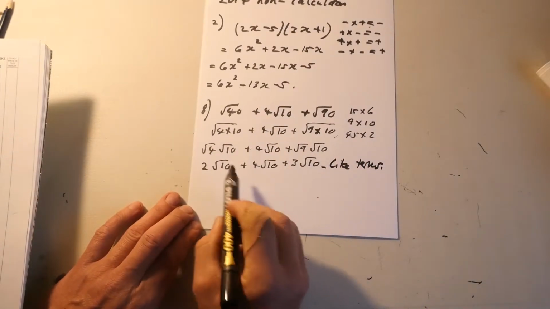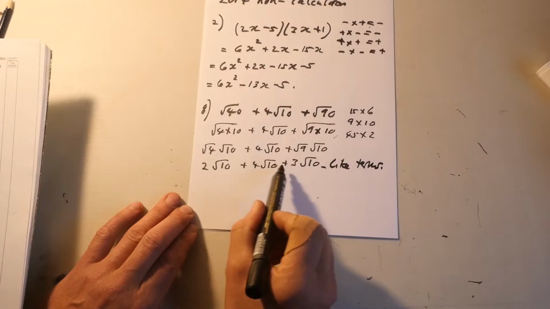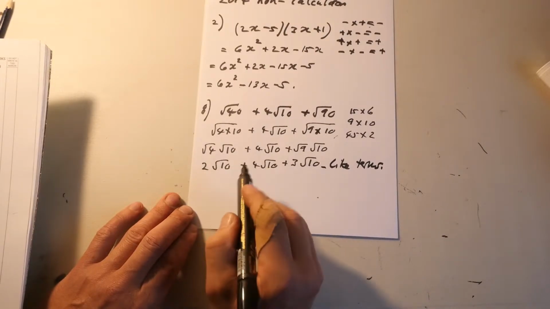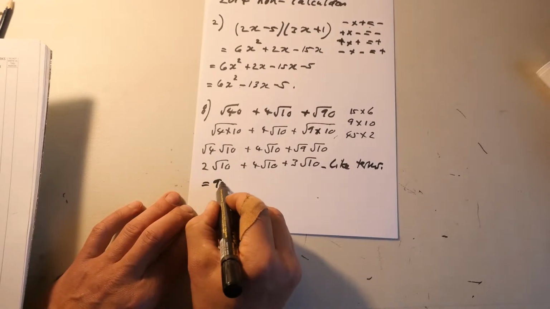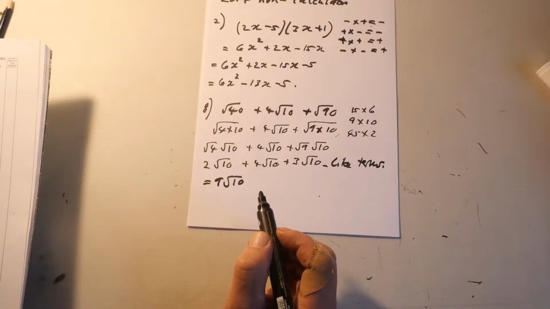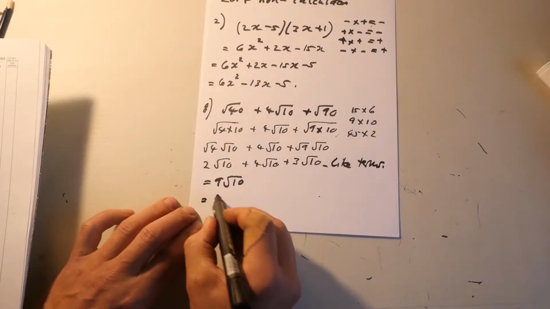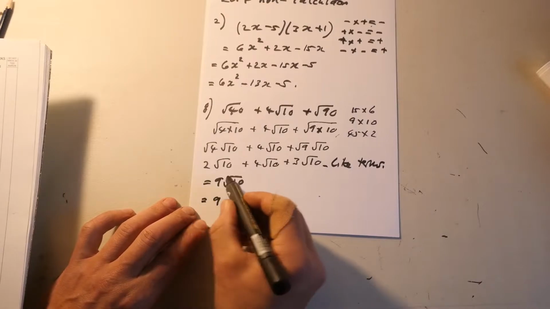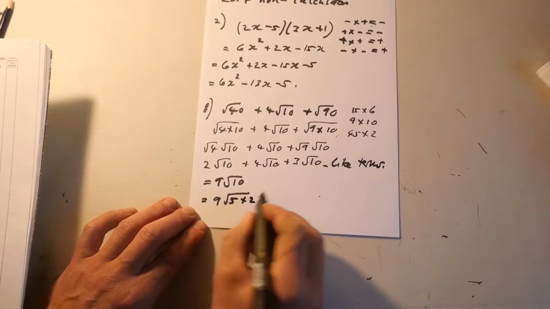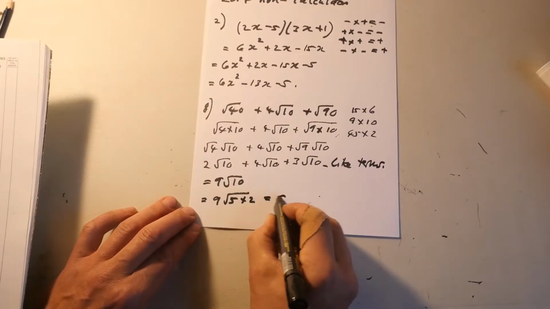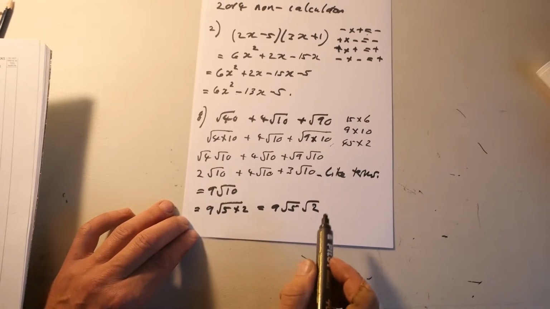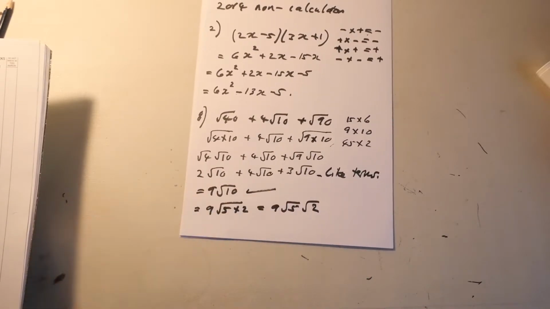You can add them all up. So you've got 4 root 10 plus 2 root 10 plus 3 root 10. 4 plus 3 is 7, plus 2 is 9. So it equals 9 root 10. Okay, that's as simple as you can get. You could write it like this as well: 9 times the square root of 10 can be written as 9 times the square root of 5 times the square root of 2, but that's not so neat. So that's a good place to stop.